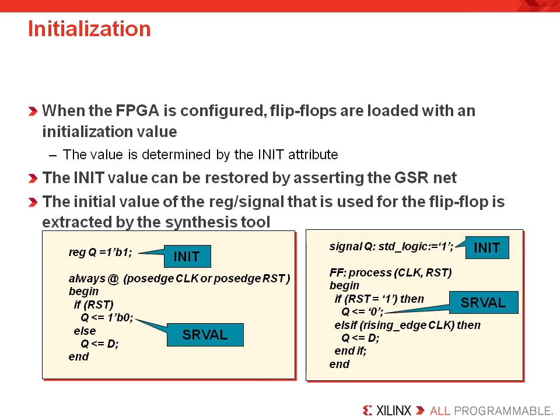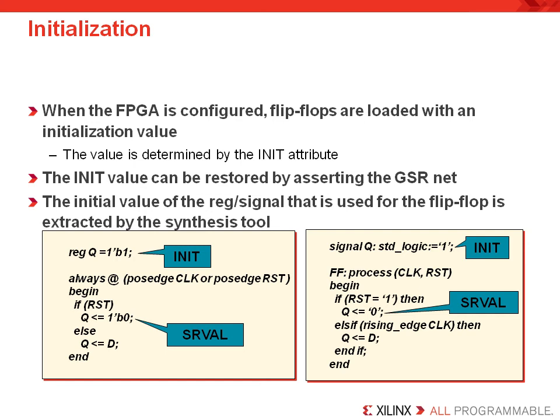This example shows how to code for initialization value. Most designers should do this to make their simulation easier. This assures that your simulation will not show an unknown state after starting a simulation. Instead, it will show the initialized value correctly. In this example right here, that would be a case of a 1. So it's important to keep in mind that when the FPGA is configured, the flip-flops are loaded with that initialization value, and that's determined or inferred by the init attribute based on your coding style. That value can be restored by asserting the GSR net as well at any time.